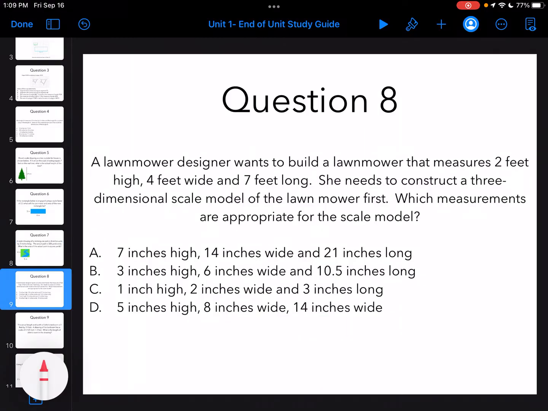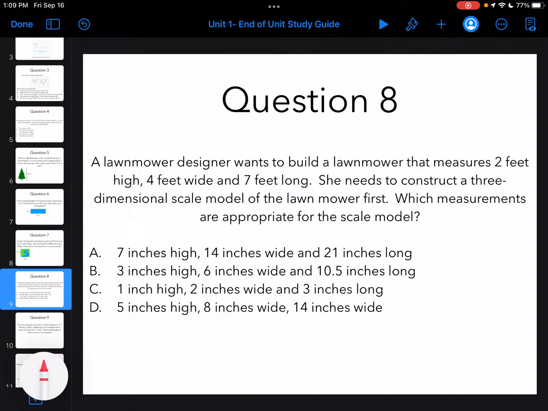For question 8, it says a lawnmower designer wants to build a lawnmower that measures 2 feet high, 4 feet wide, and 7 feet long. He needs to construct a 3-dimensional model of the lawnmower first. Which measurements are appropriate for this scale model? So I have to figure out which one will work for all 3 measurements.